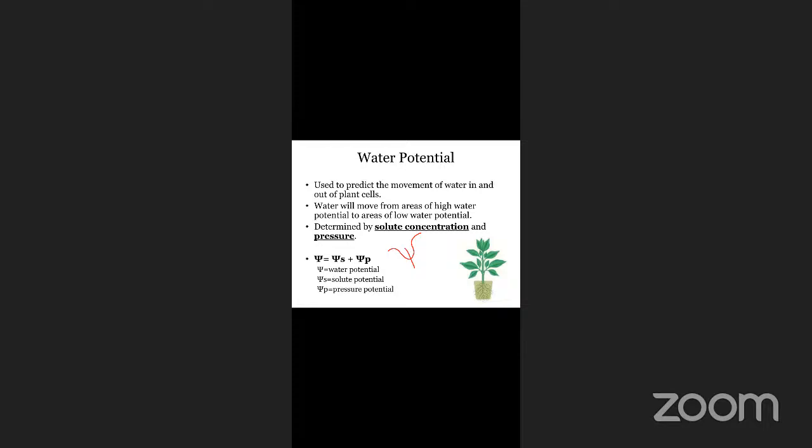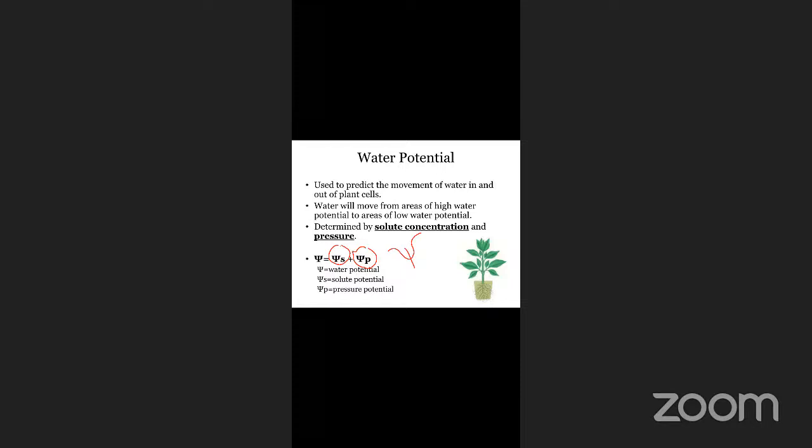Water potential is mainly based on two components. One is solute potential, psi S, and another one is pressure potential, psi P. These are the two main components that determine the water potential.